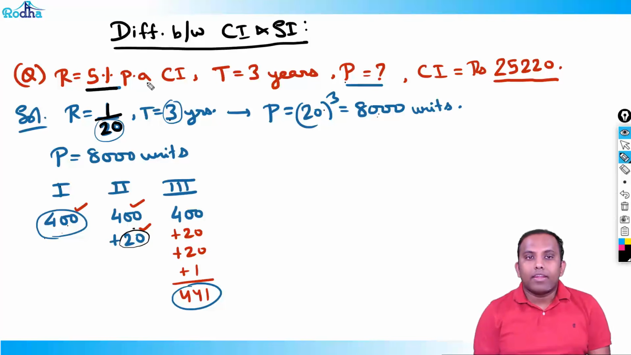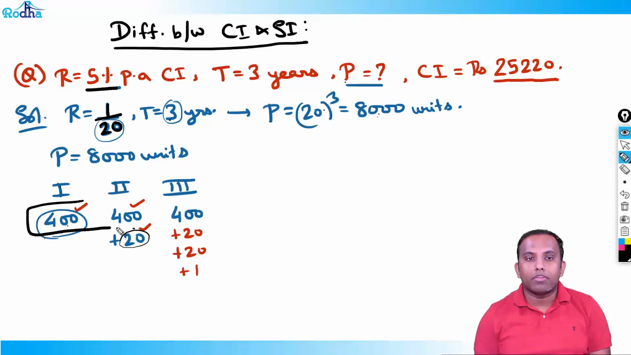We get this data here: the rate is 5%, time is 3 years, CI is rupees 2522, everything is fine. What I'm trying to tell you is, once you solve like this, what data do you get here? This whole data, what is SI? SI is only this much part, right? This whole part is simple interest, 400 into 3. This whole is my SI.